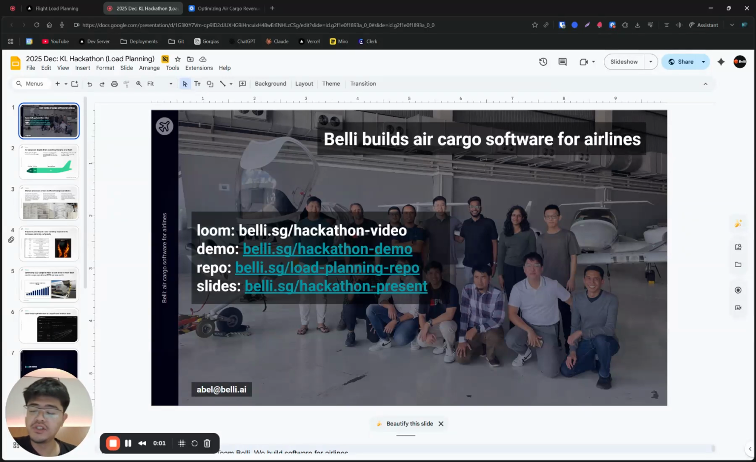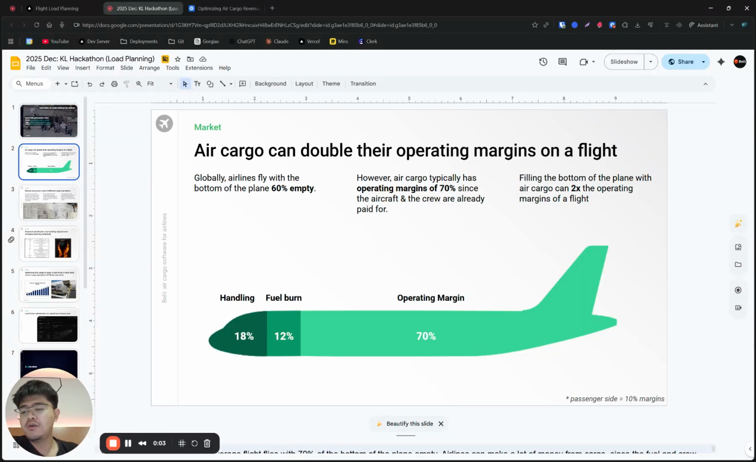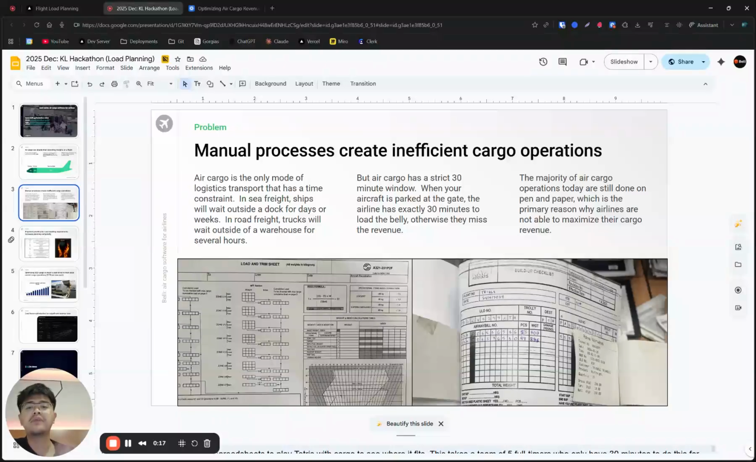from Belly, and we build air cargo software for airlines. One unique insight we have is that the average flight flies with 70% of the bottom empty, which means airlines can actually make money from cargo since they're already paying for the crew and the fuel.